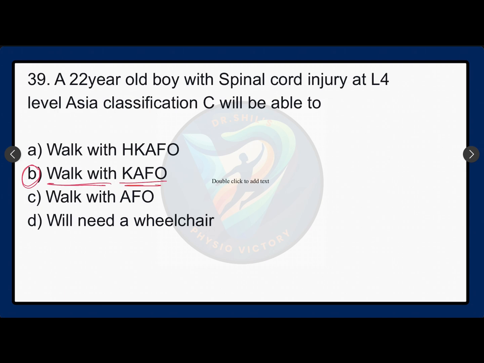L4 level basically controls the knee extensor. In L4 level injury there is borderline control of knee extensor according to ASIA classification, which means motor power is less than 3 in key muscles below the injury. So quads may be weak, so we cannot rely on the quadriceps for knee stabilization. Therefore, KAFO to stabilize the knee should be used.